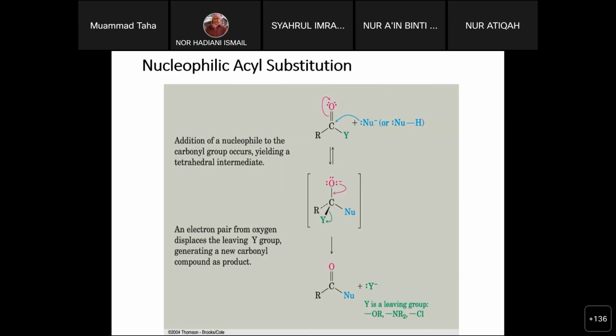Nucleophilic acyl substitution reactions we have already discussed previously, and you can see the mechanism again. The nucleophile attacks the carbonyl group. The oxygen's sharing electrons go up and form the negative charge. Then this kicks back, the leaving group leaves, and this becomes the substituted product of the acyl group. Okay, next slide.